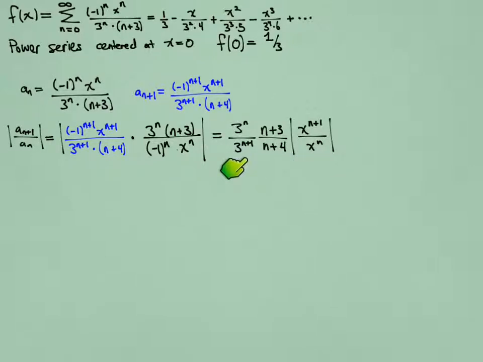I'm going to do some canceling that appears here. I'll have 3 in the denominator. I'll have this n plus 3 over n plus 4, no change there. And the reason why we like the ratio test here is that we'll see all these powers of x cancel, and I'll be left with just the magnitude of x in the expression.